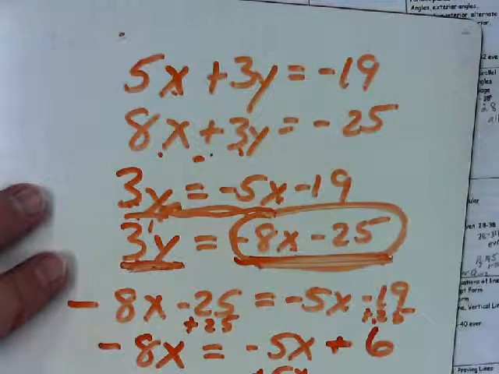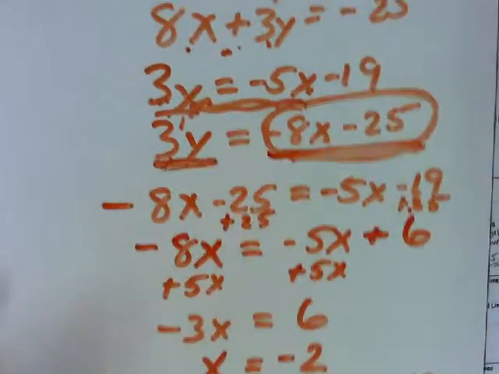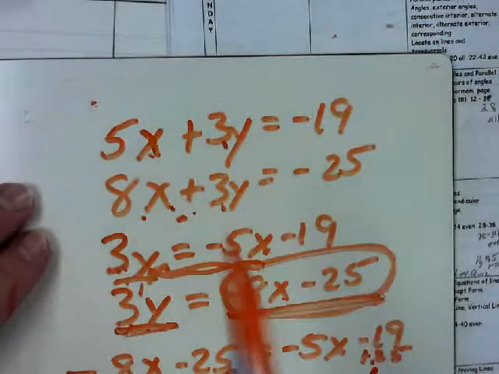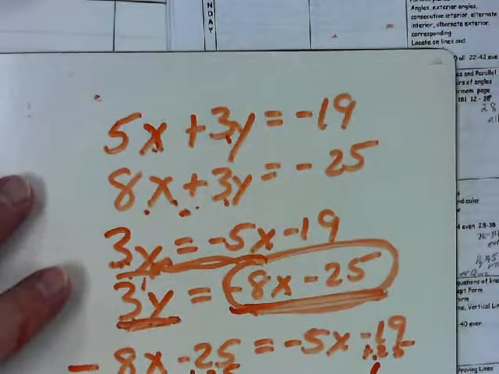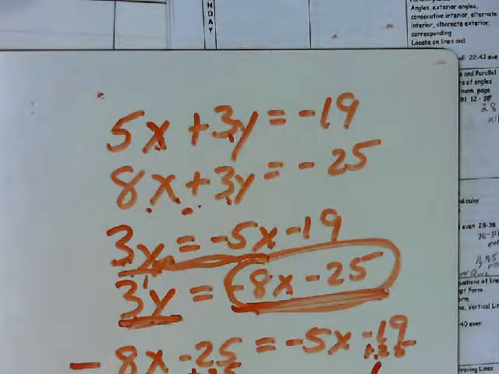Wait, so we put that in the other equation? The negative 2, negative 3 that we got for the answer has to work for both of these equations. Okay? So that's one way of checking. That is just one way.